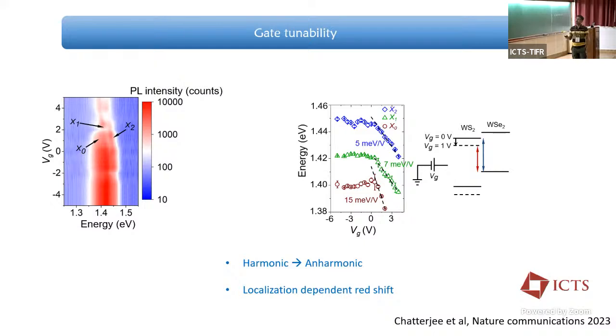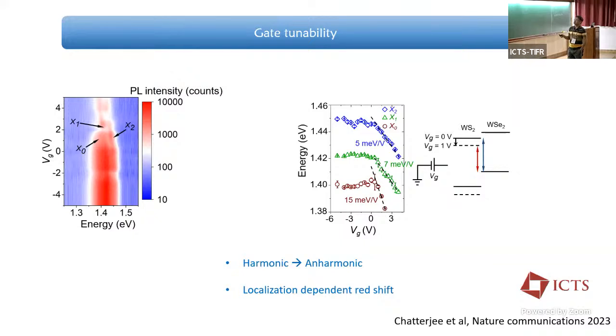Also, you observe a redshift. It's actually not slight; you see the scale bar here, so it's larger. I'm plotting the shift over here. The bottommost one, the X naught, moves pretty fast, about 15 millielectron volt per volt.